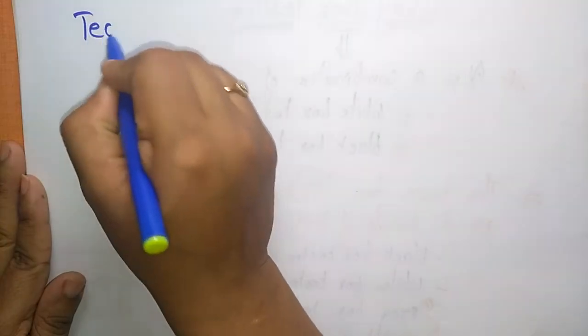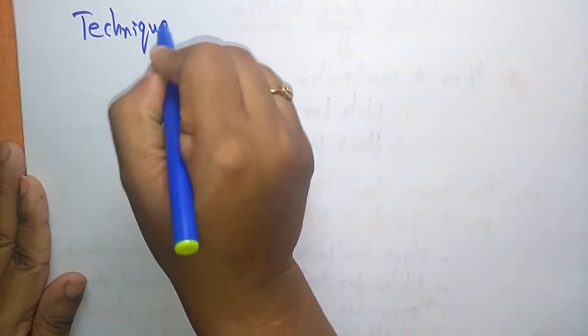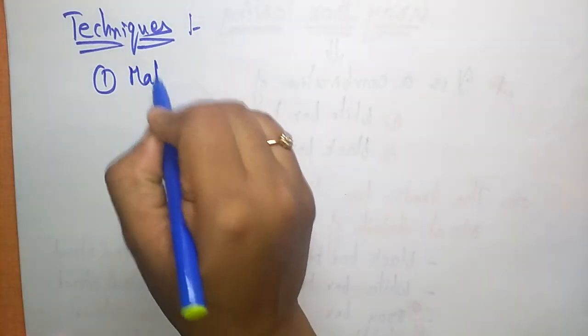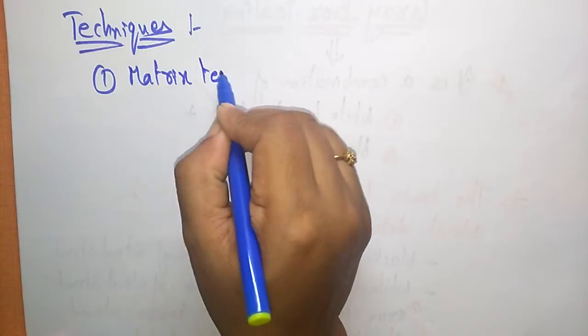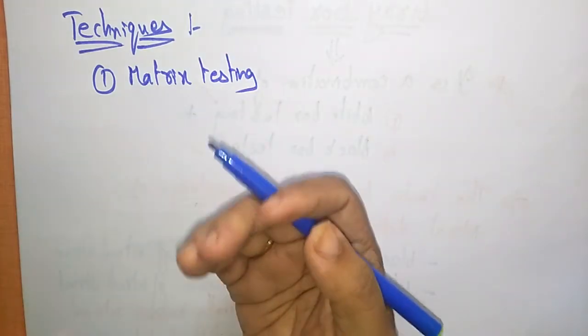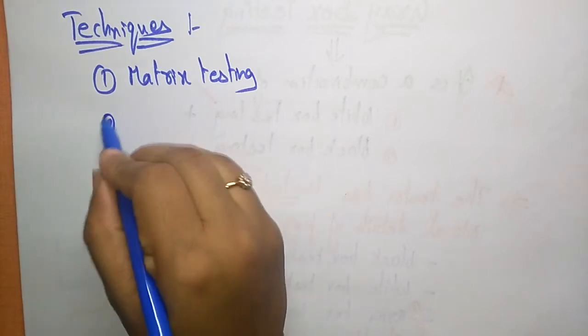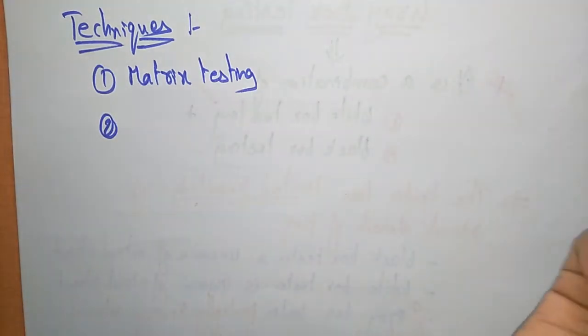Now let us see the techniques of gray box testing. I hope you understand what exactly the black box, white box and gray box techniques are. The first technique is matrix testing. Here matrix testing states the status report of the project. Just it states the report of the project.